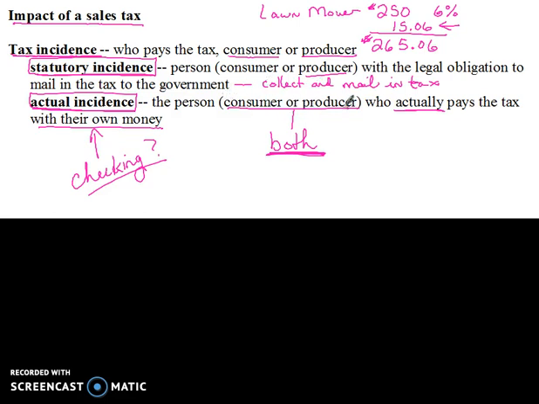Both of them are going to be paying part of the tax. Both Walmart and the consumer will be paying part of this $15.06 tax. And then the statutory incidence, in my example, will often be on the producer, who has the legal obligation to mail that $15.06 into the state. We will look at this in some future videos. We'll do some graphs and be able to see more clearly what I mean by statutory and actual incidence. So this is just an introduction to the concept: we have statutory and actual incidence.